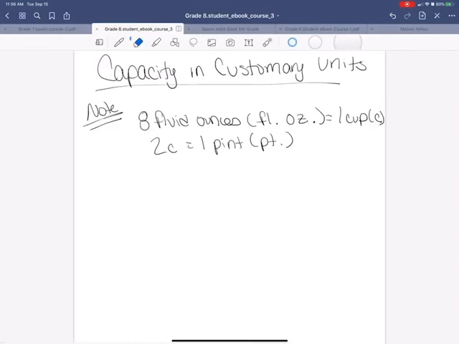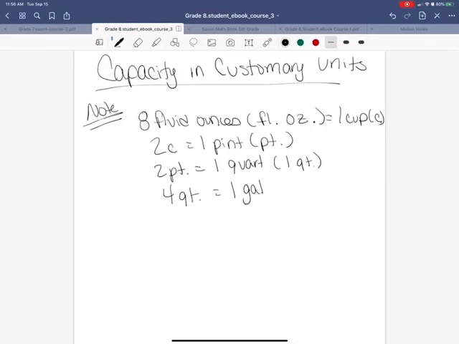And then we have 2 pints equals 1 quart. And 1 quart is QT. And then 4 quarts equals 1 gallon. And gallon is GAL, period. All right. So when we are doing that, one of the things that they give you is some extra little notes to remember. And if that helps, it's fine.